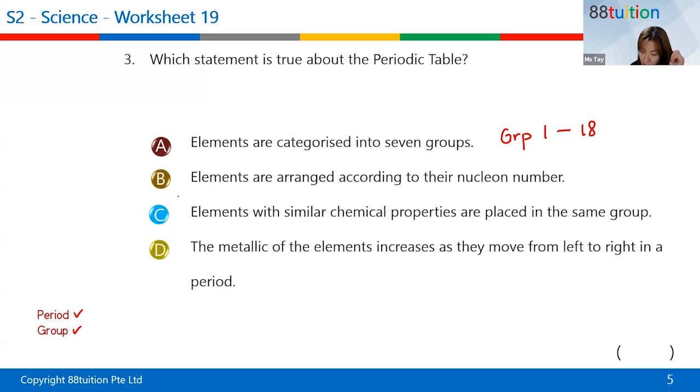Statement B, elements are arranged according to their nucleon number. Is that right? What do you all think? What is the nucleon number? Unluck, can you get somebody to answer this? What is the nucleon number?